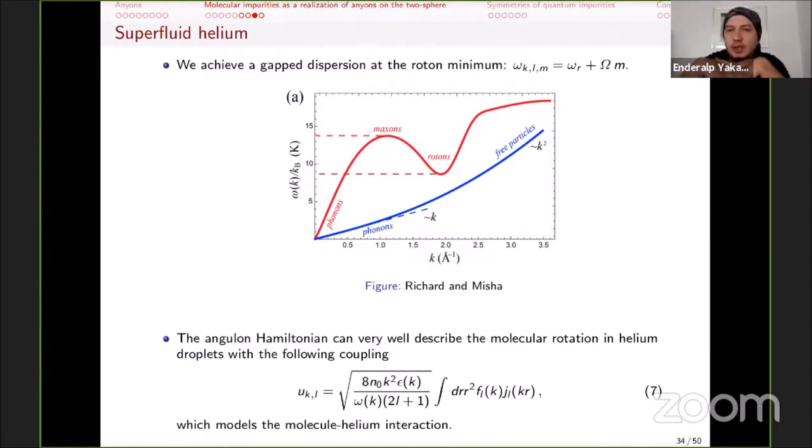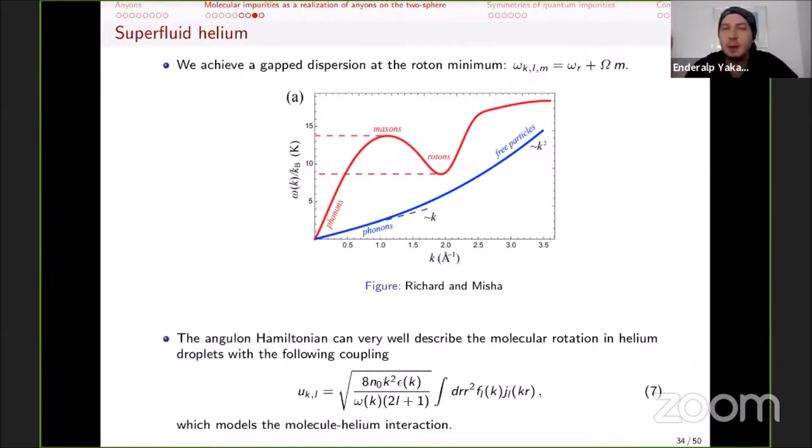So if you have a look at the dispersion relation of helium nanodroplets, you will see it is similar to this red line. And there exists a certain gap, which is called roton minimum. And if you manage to somehow concentrate your interaction around the roton minimum, then you can obtain this gap. Furthermore, in order to obtain a huge gap, now we can consider, for example, heavy molecules.